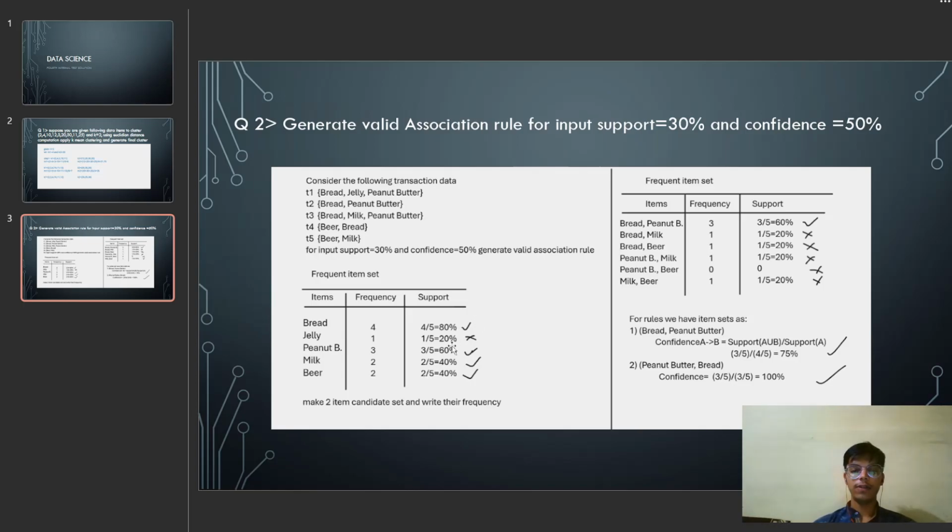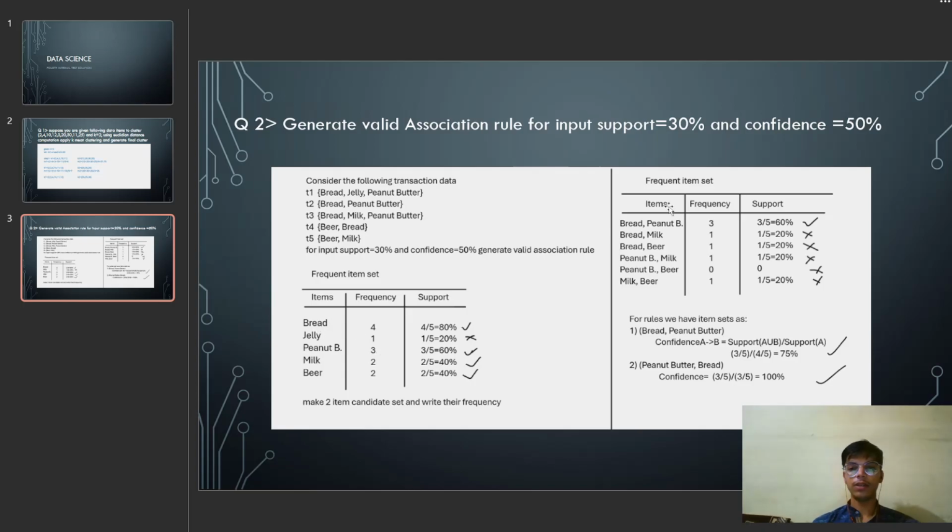So here we have minimum support. We have minimum support of 30%, and here you can see that jelly could not satisfy this criteria, thus it is removed. Now we will have 4 items. And now what we're going to do is make a 2 item candidate set and write their frequencies.